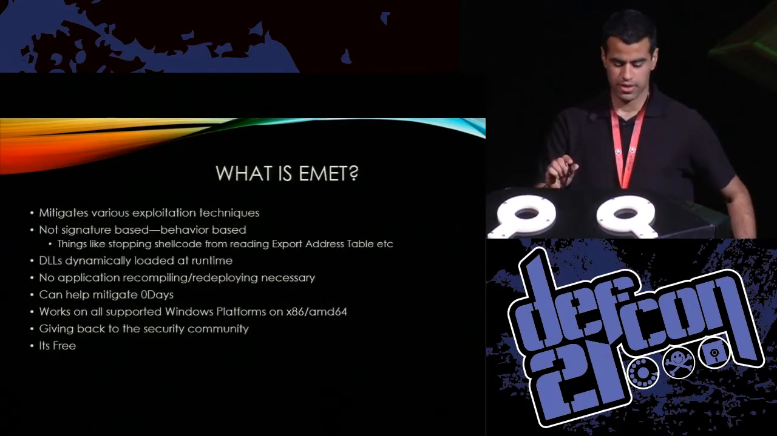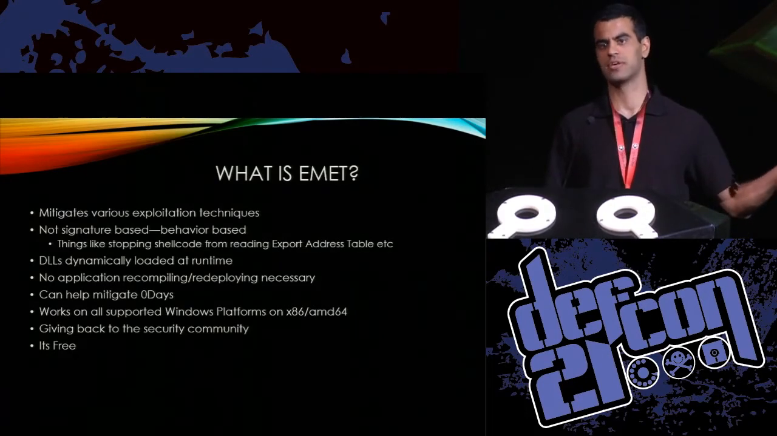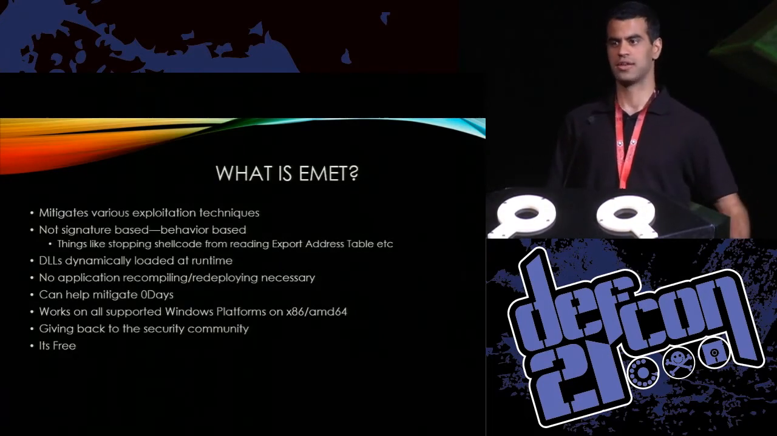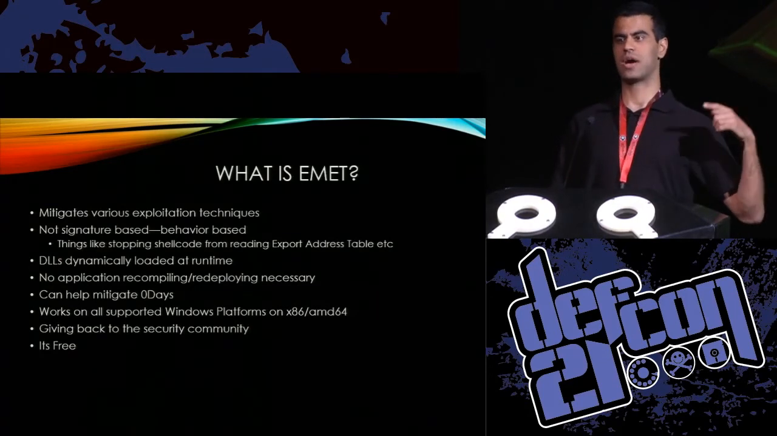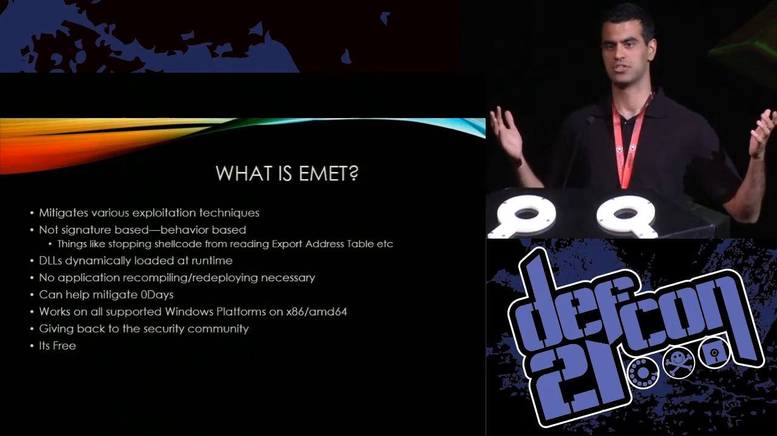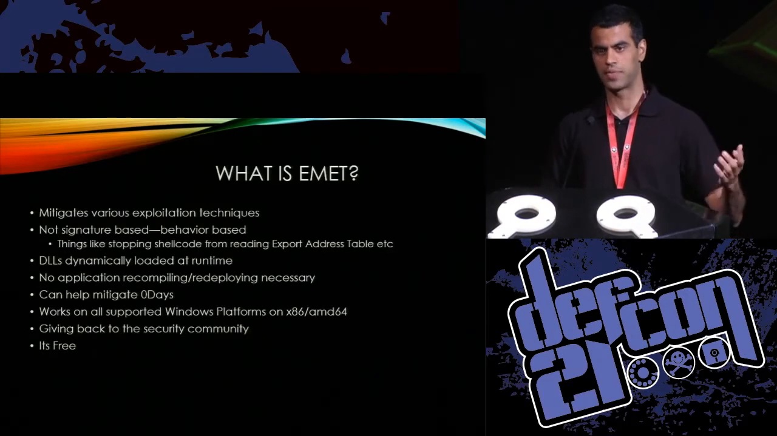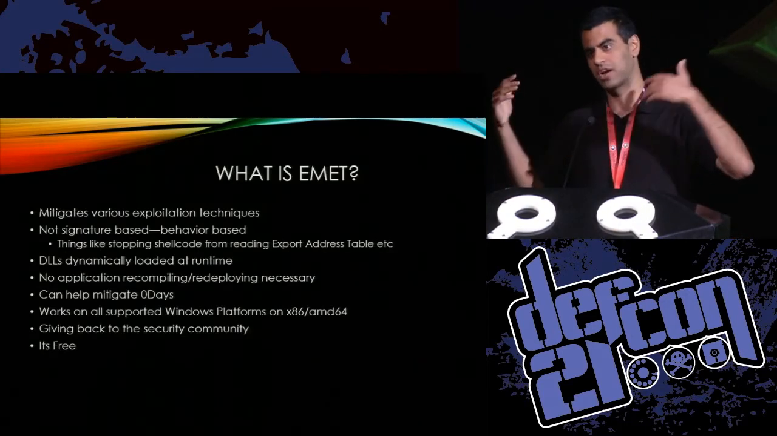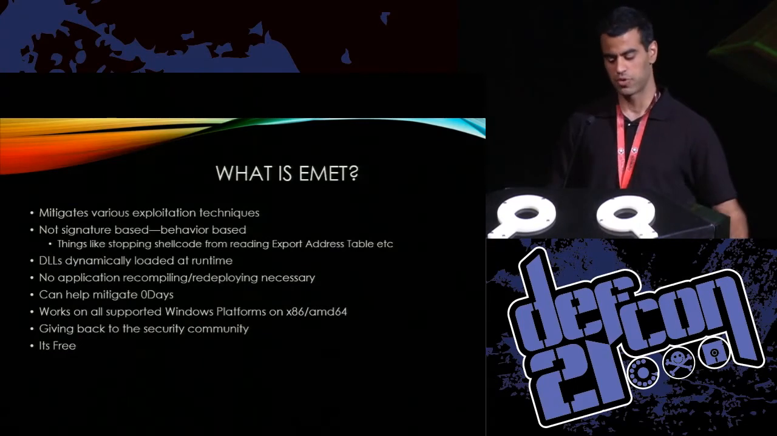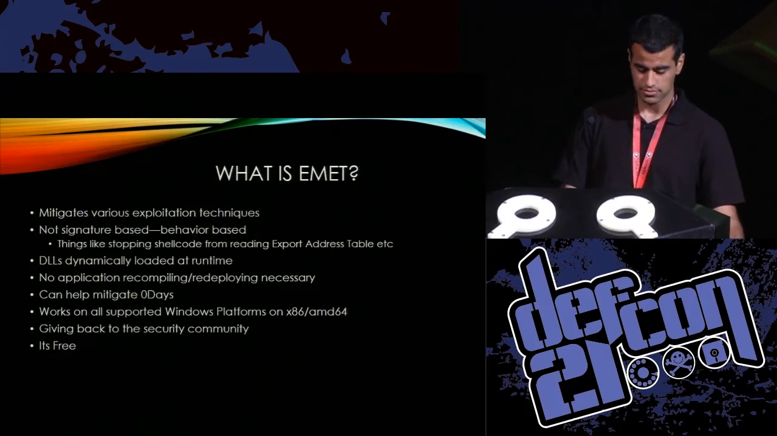And what is EMET? EMET is a tool that mitigates different exploitation techniques. Historically it's been mostly for memory corruptions and stopping exploits that take advantage of memory corruptions. One thing about it is that it's not signature based, rather it's behavior based. So you don't need signatures for it, because it just looks for behaviors, common shellcode behaviors, for example. So it could stop things that people don't know about, or even Microsoft doesn't know about, for example, 0 days. We've actually recommended it to mitigate some advisories in the past.